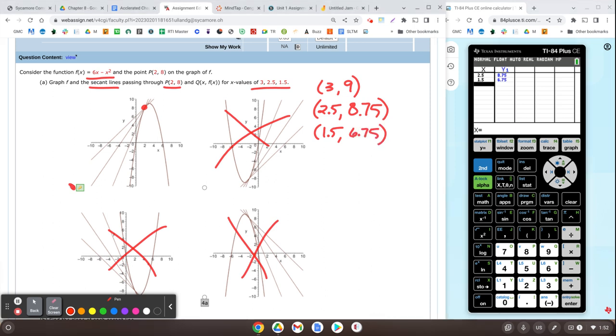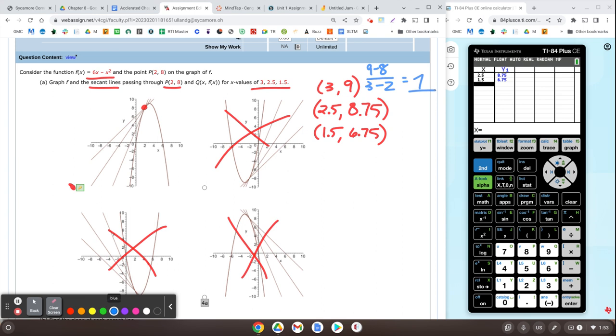So now we will figure out the slope, and we'll write the slope in blue right next to it. So 9 minus 8 over 3 minus 2, well, that's 1, okay? So the slope between those 2 points is 1.